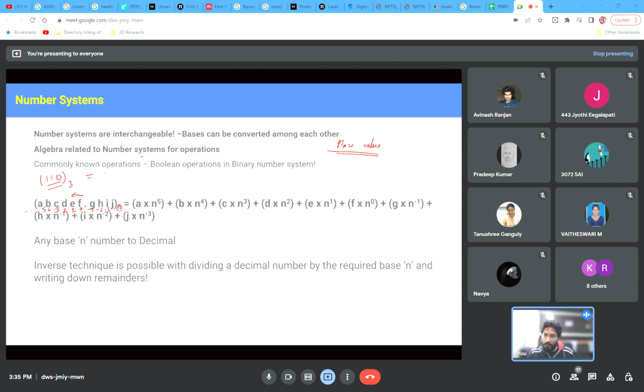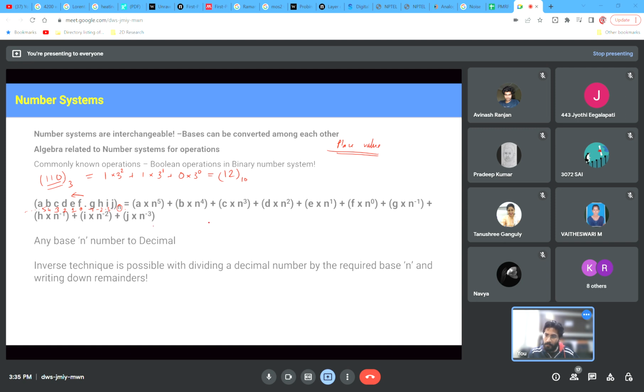So this will be 1 into 3 to the power 2, then 1 into 3 to the power 1, plus 0 into 3 to the power 0. And since we don't have a point after this, this will just come out to be 12. This is the point where we started our decimal to base 3 conversion, and now we converted it back. So this came out to be 12 in decimal. That again cross checks that our earlier conversion was good enough.